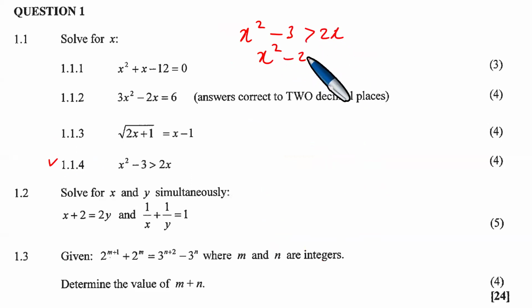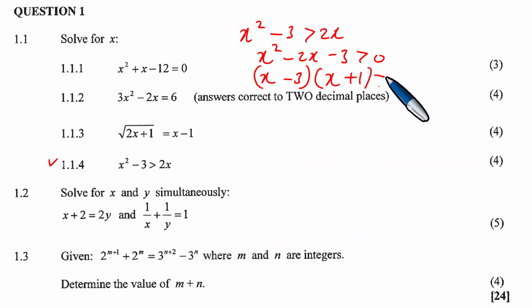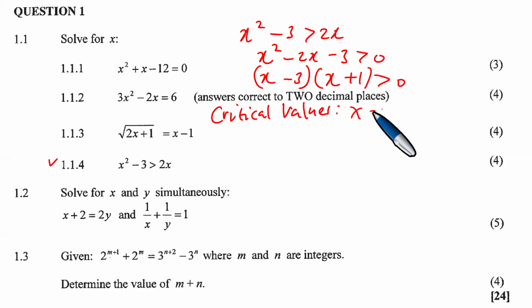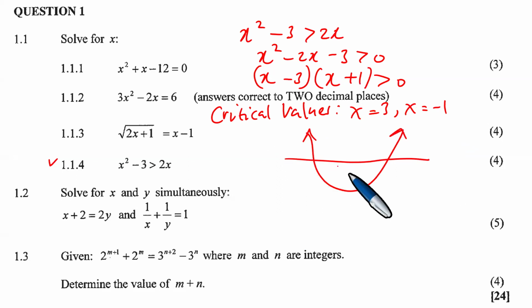We have x squared minus 2x minus 3 is strictly bigger than 0, from which we have (x minus 3)(x plus 1) is bigger than 0. We have things we call the critical values. Having the critical values, we are able to see that x is 3 and x is minus 1, and we therefore place minus 1 together with 3 on the number line.